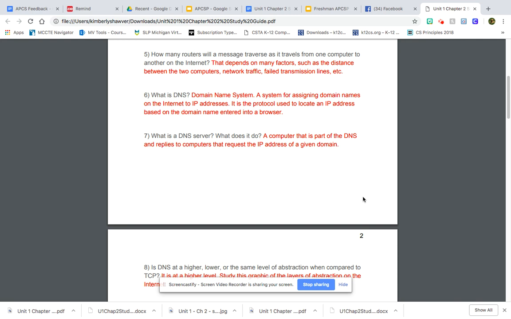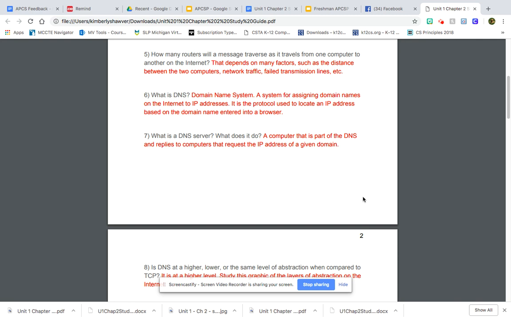What is DNS? DNS is the domain name system. This is a system for assigning domain names on the internet to IP addresses. It is the protocol used to locate an IP address based on the domain name entered into a browser.